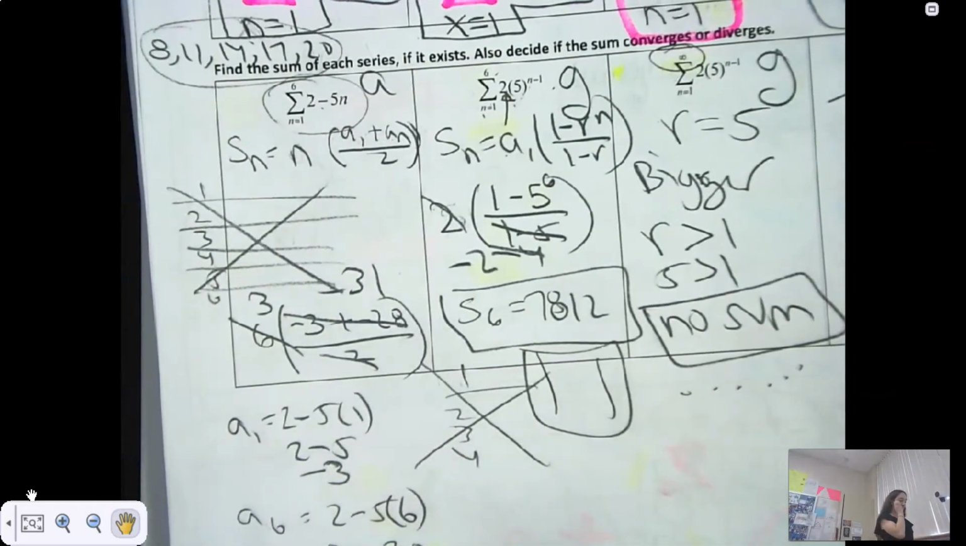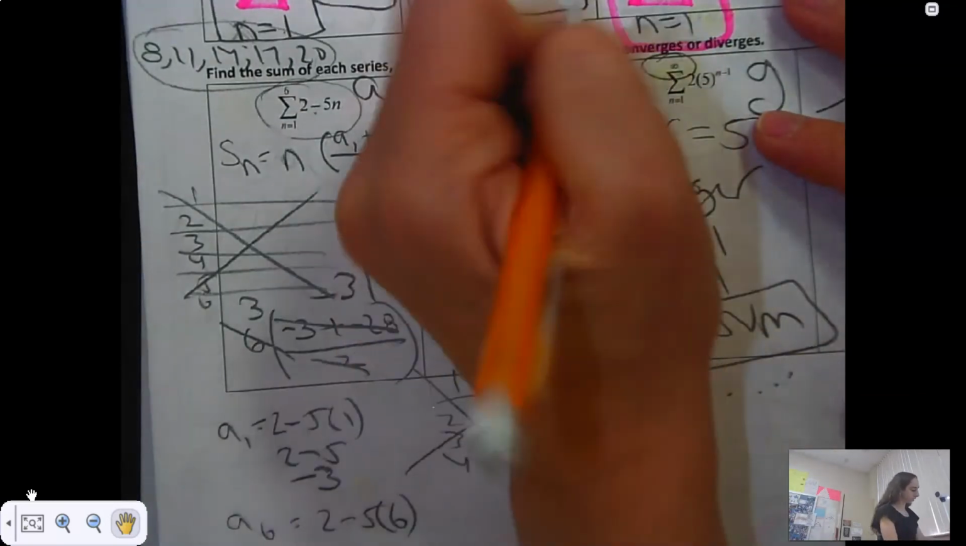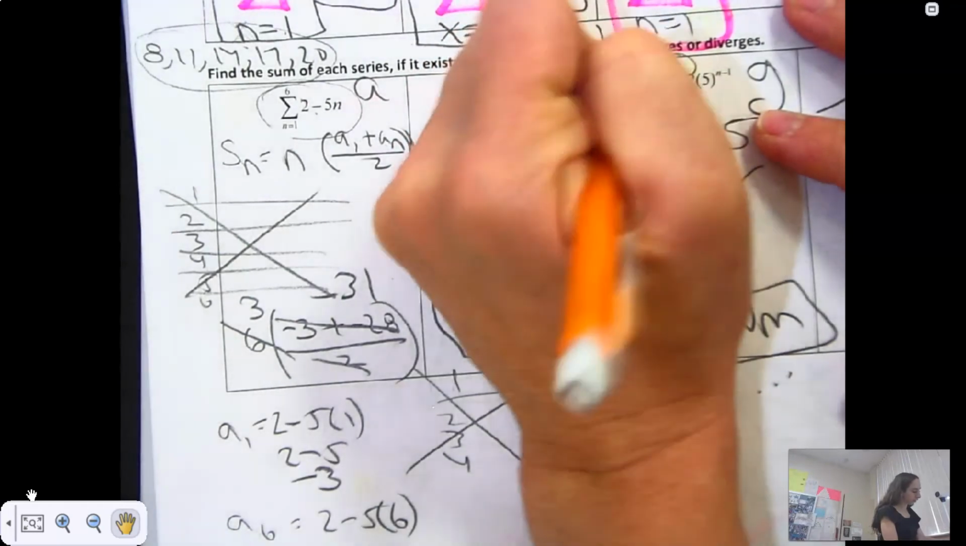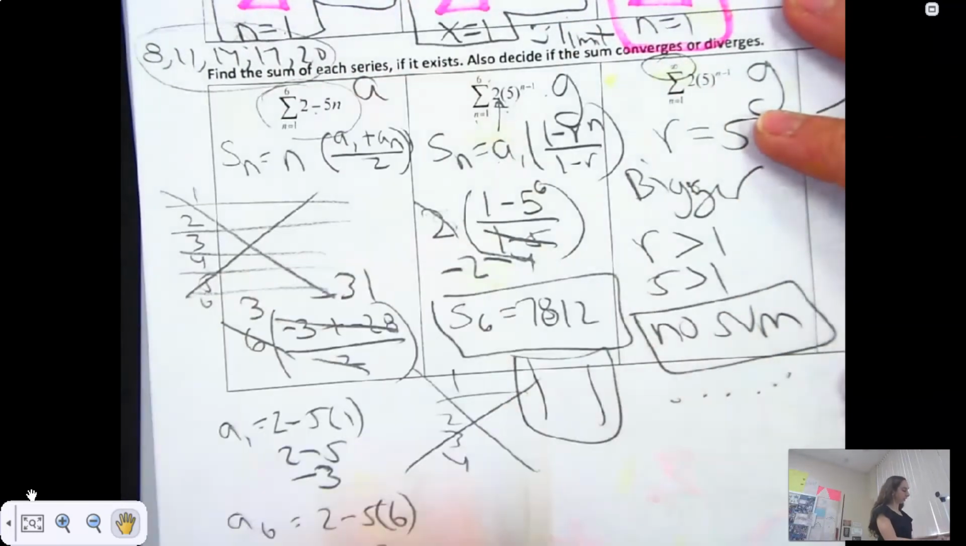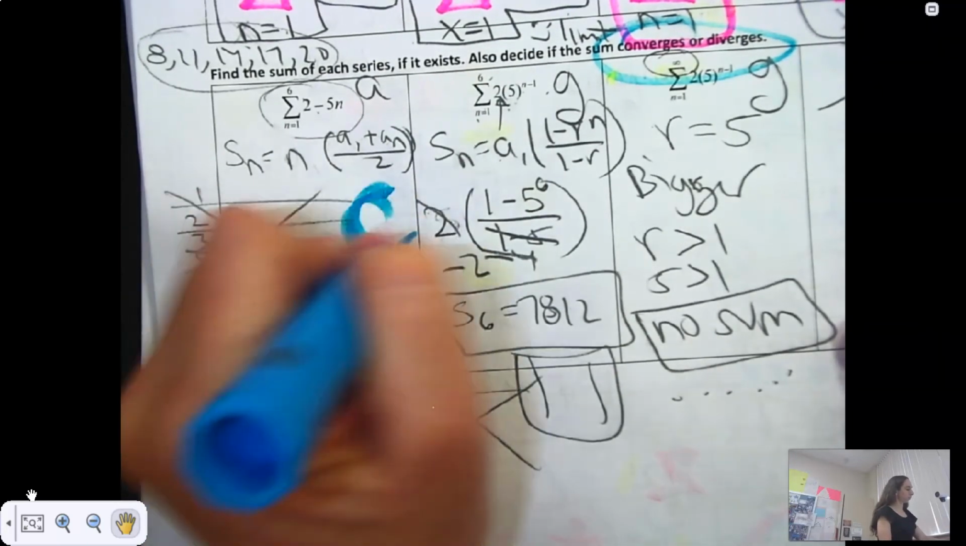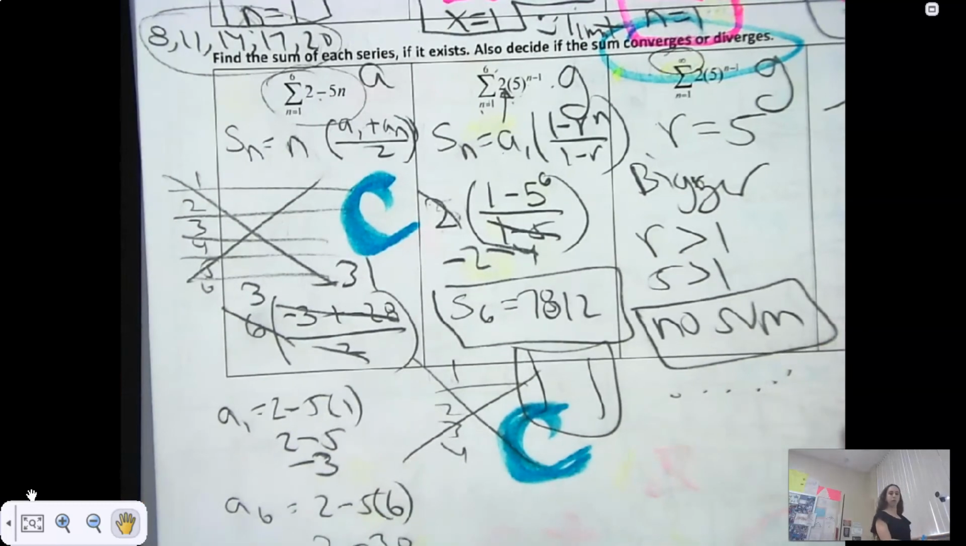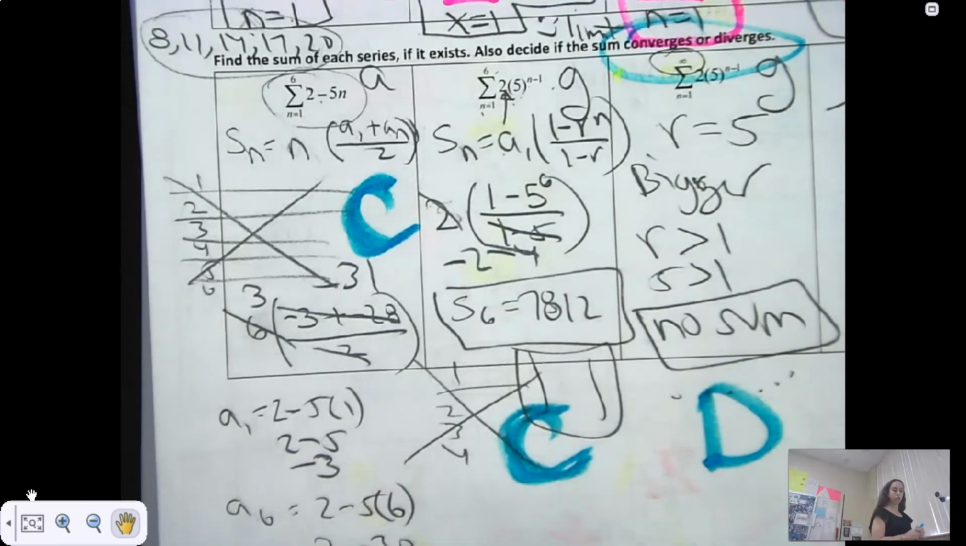Now, the last thing I need to do is decide if it converges or diverges. Converges means that I can do it. I can find the sum. Yay. So this one, I'll circle this. It converges. I can do it. This one converges. I can do it. But this one, I cannot do it. It diverges. There is no sum.